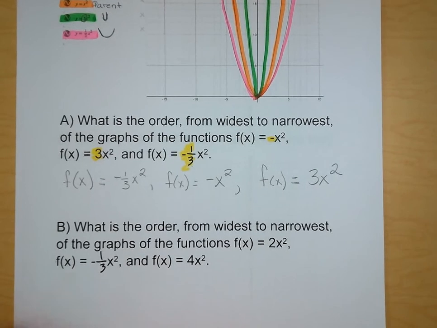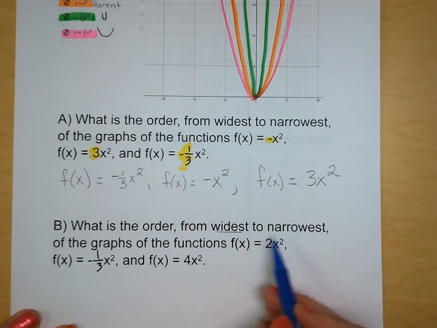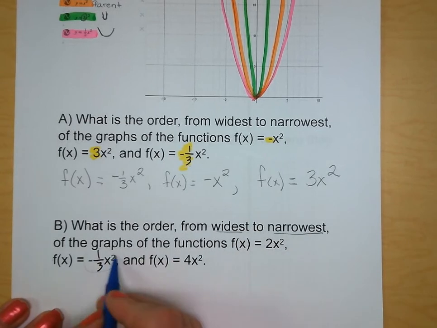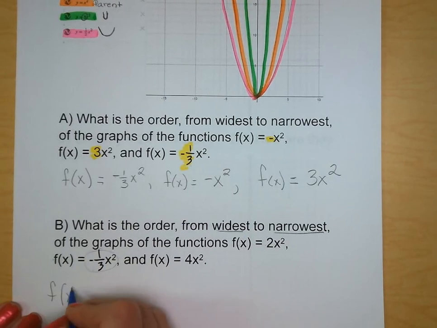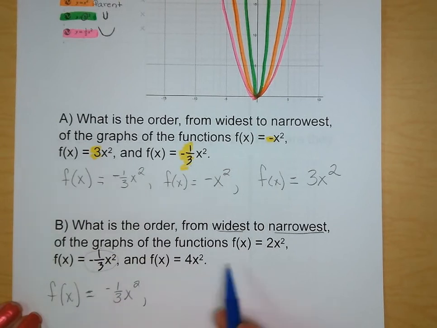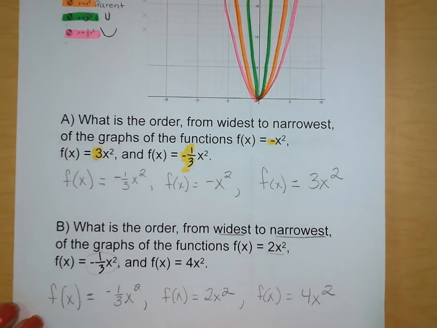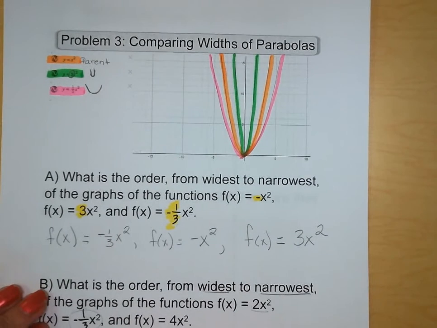So, second question, what is the order from widest to narrowest again? So we're going to start with that one that has the smallest magnitude, which looks like it's going to be negative 1/3 x squared again. We go to our next largest one, which is going to be 2x squared. And we've got our last one, which is 4x squared. Might be a good time to stop the video and watch it again.